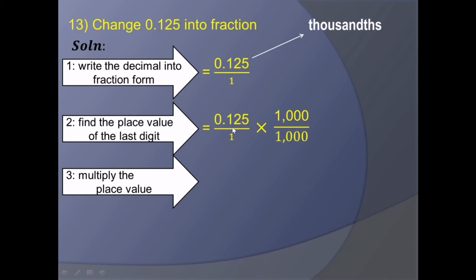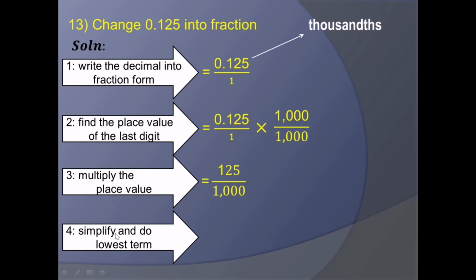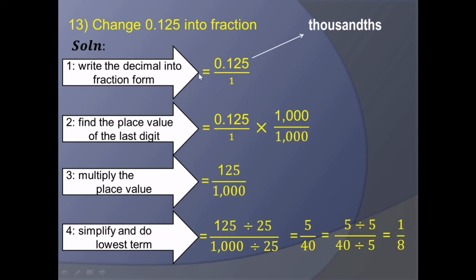And we know that 0.125 times 1000 is 125, and 1 times 1000 is 1000. So here, we're going to simplify everything to the lowest terms. 125 is divisible by 25, and 1000 is also divisible by 25. So the answer is 5 over 40. However, 5 and 40 are still divisible by 5. So 0.125 is equivalent to 1 over 8. So this is the process on how you convert 0.125 into a fraction.